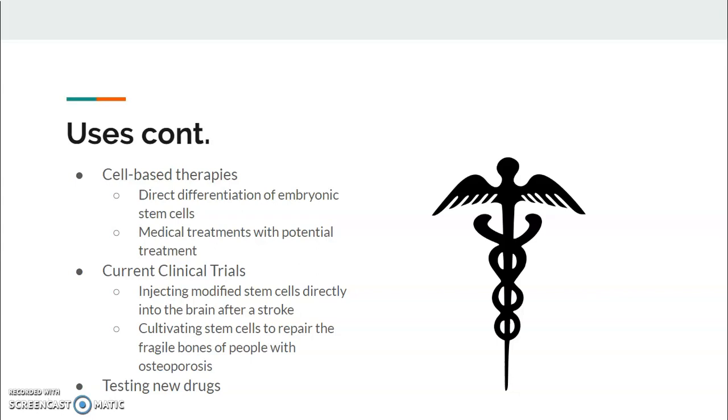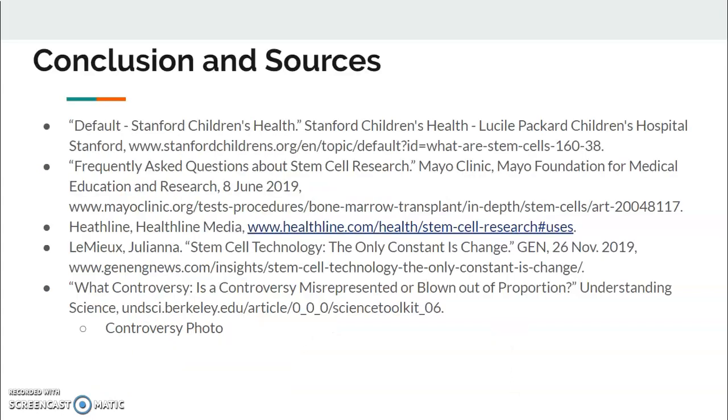Another unique thing about stem cells is they can actually be used to test new drugs. So instead of testing drugs in people or on animals, some types of stem cells can be used to test drugs for safety and quality, which means we're not testing on people and we're not testing on animals.